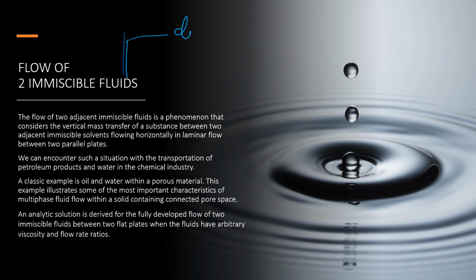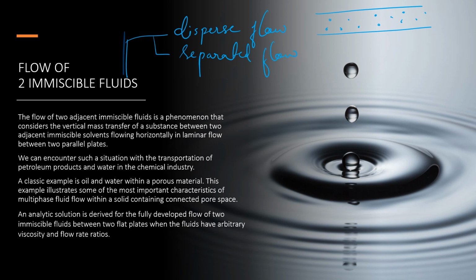First is disperse flow, where fluid is flowing in continuous manner, but material inside is dispersed. And second is separated flow. In separated flow, two types of fluid are flowing with an interface. Example, oil and water. Oil is flowing over water, forming an interface in between.